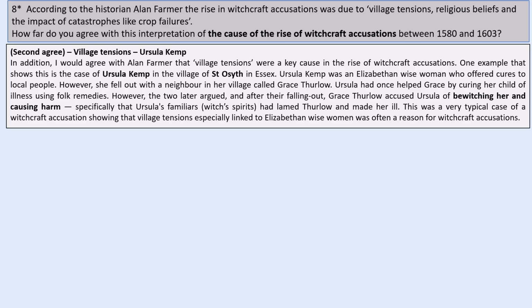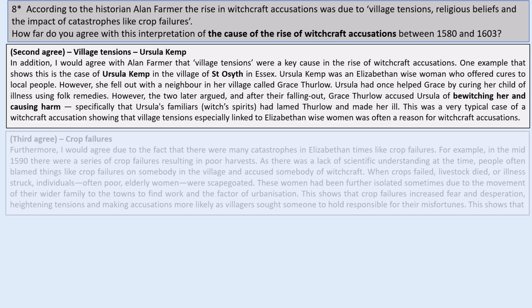However, she fell out with a neighbour in a village called Grace Thurlow. Ursula had once helped Grace by curing her child of illness using folk remedies. However, the two later argued, and after their falling out, Grace Thurlow accused Ursula of bewitching her and causing harm. Specifically, that Ursula's familiars, witches' spirits, had lamed Thurlow and made her ill. This was a very typical case of a witchcraft accusation, showing that village tensions, especially linked to Elizabethan wise women, was often a reason for witchcraft accusations.